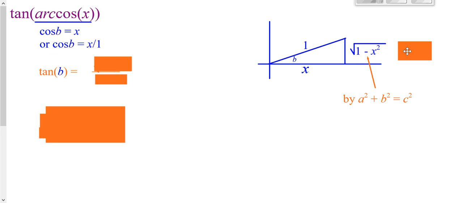Now looking at this, I want the tangent of my unknown angle. So I want the tangent of the angle I just drew. Remember, tangent is opposite. Well, that's the root of 1 minus x squared over adjacent, which is just x.